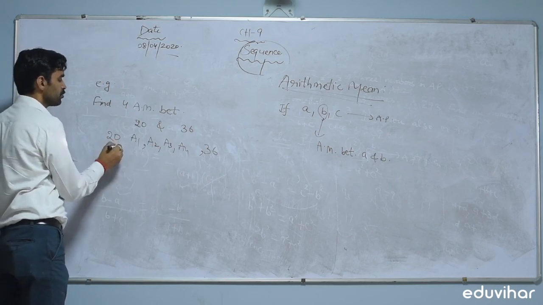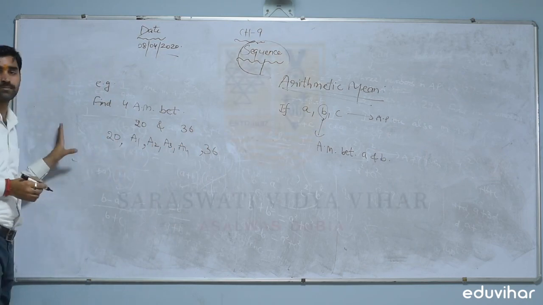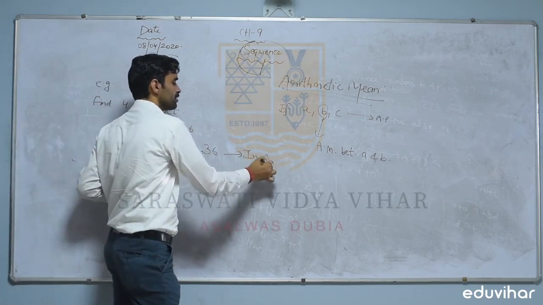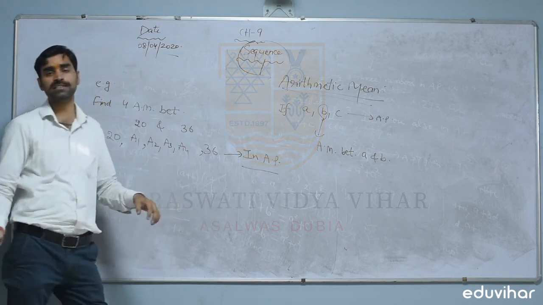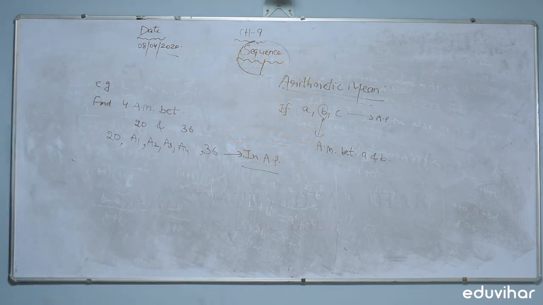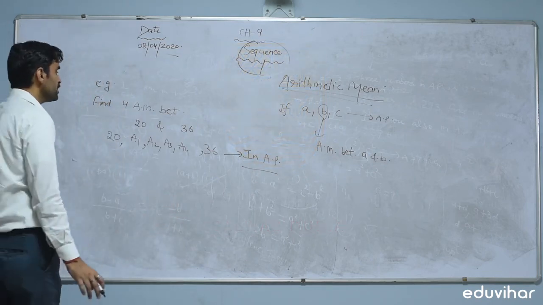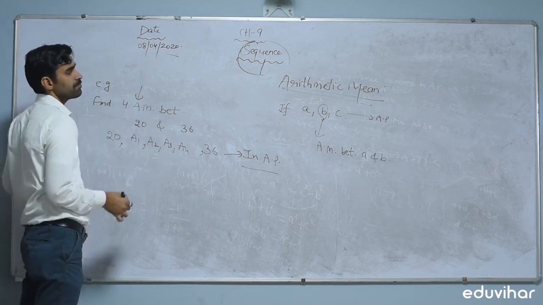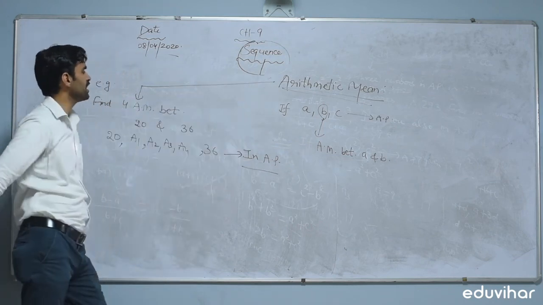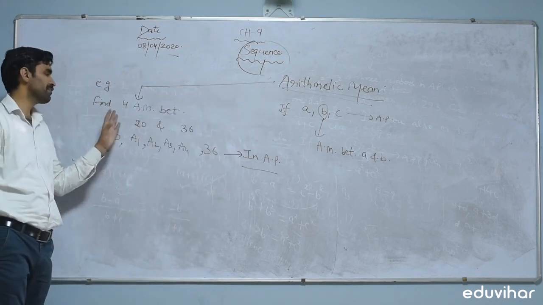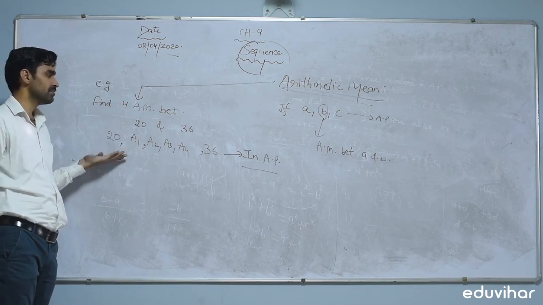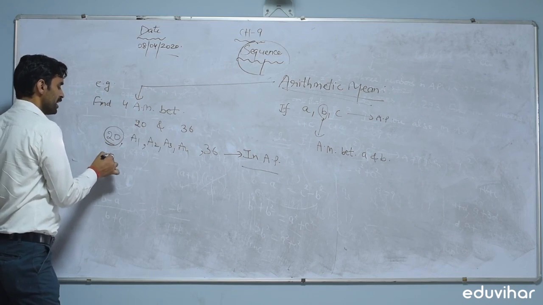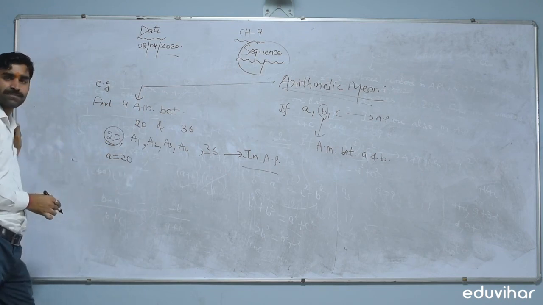If we have to find out the AM, then these terms must be in AP, because AM is always considered in case of AP only. AM means arithmetic mean. If we have to find out the arithmetic mean between any two given numbers, then these must be in AP. So if this is in AP, then the value of a is 20 here.